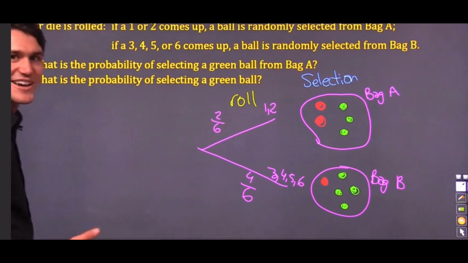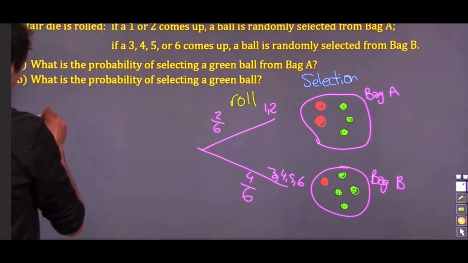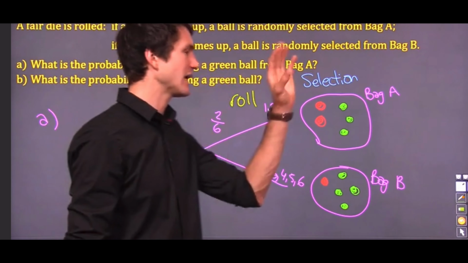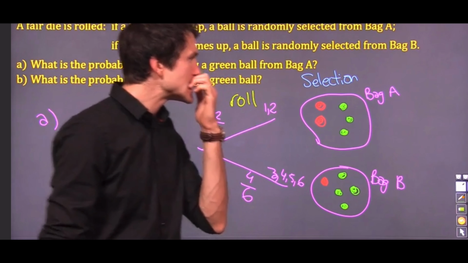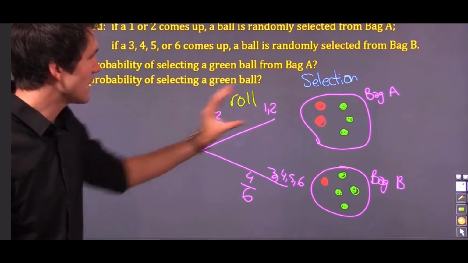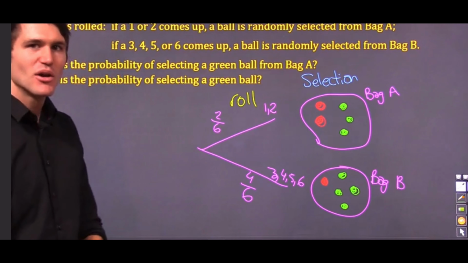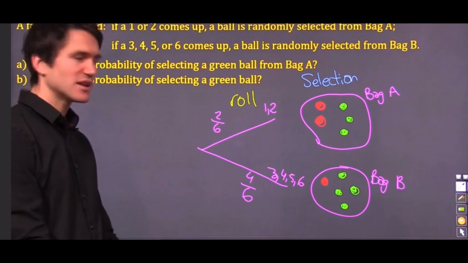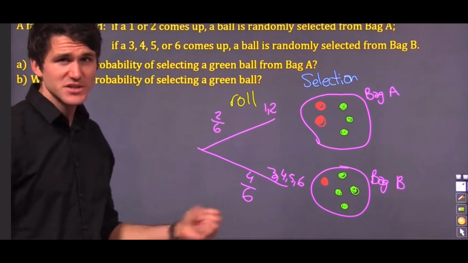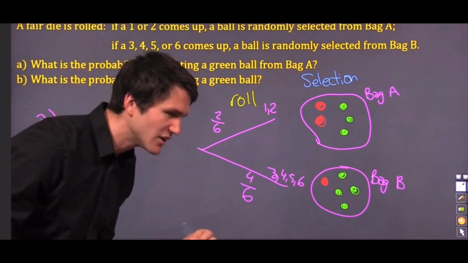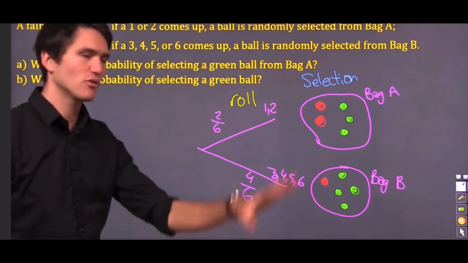So now let's look at part A of the question. Part A just says, what is the probability of selecting a green ball from bag A? So here you're really just looking at bag A. You're saying, okay, I only want to select things from bag A. Well, how do I get to selecting from bag A? First, I have to roll a 1 or a 2.